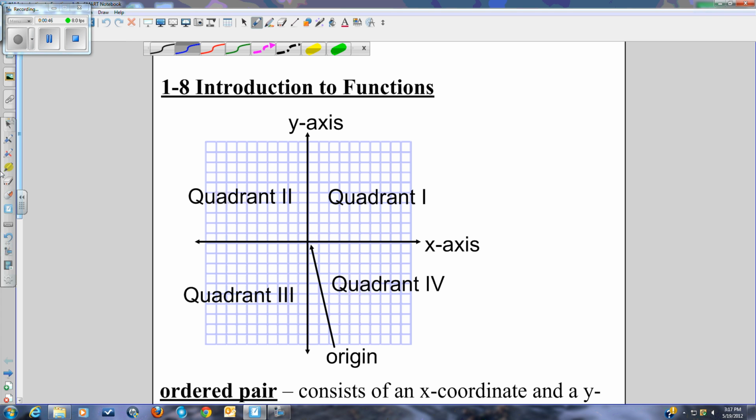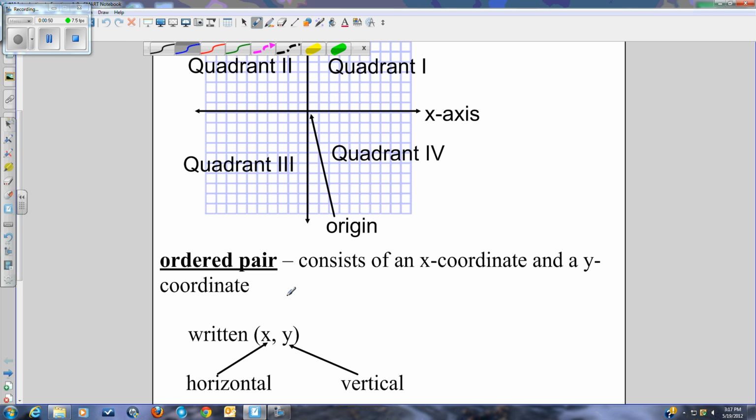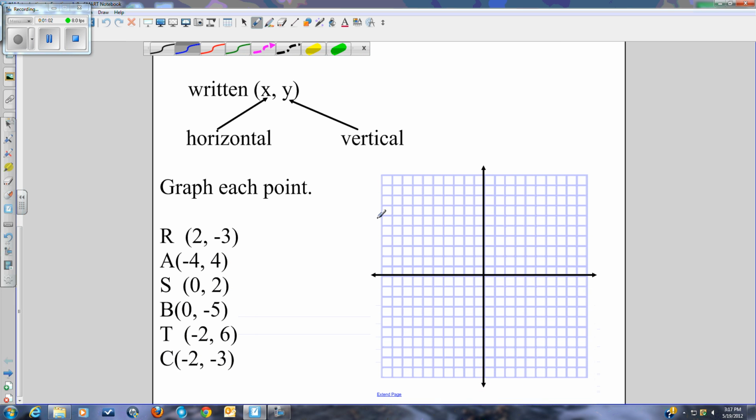quadrant 4. An ordered pair consists of an x-coordinate and a y-coordinate, written with parentheses x comma y. X is your horizontal value, y is your vertical value. So if you want to graph each of these points on our coordinate plane, 2, -3, we always start at the origin. So we go 2 to the right in the positive direction and 3 down to get to -3. There's the point R.